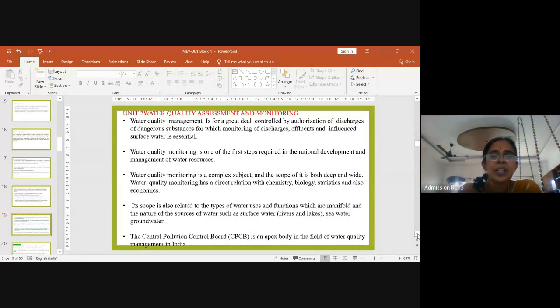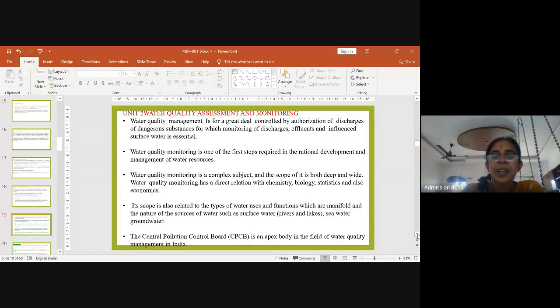The second unit is water quality assessment and monitoring. Water quality management is controlled by the authorization of discharges of dangerous substances, for which monitoring of discharges, effluents and influenced surface water is essential. Water quality monitoring is one of the first steps required in the development and management of water resources.